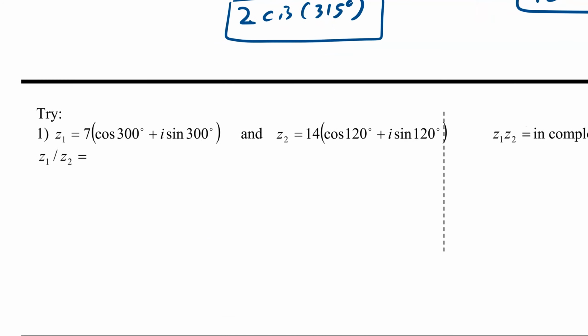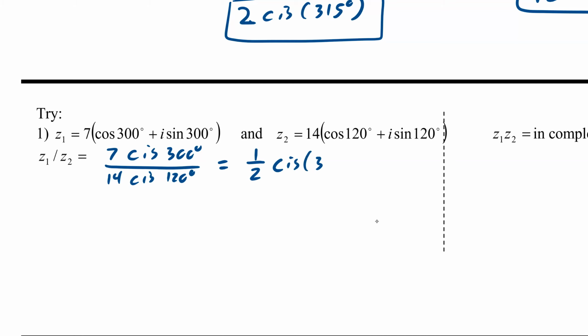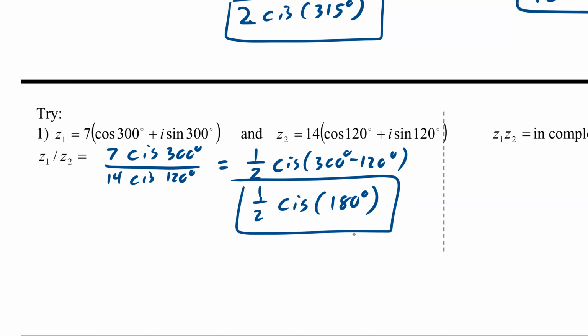So we're going to divide. So Z1 goes on top. So 7 cis 300 degrees over 14 cis 120. And again, we divide. So that would be 1/2 cis of 300 minus 120. So I was talking about order matters. Whatever's on top has to go first. So this is 1/2 cis, and then 300 minus 120 is 180 degrees. And there is our polar form.